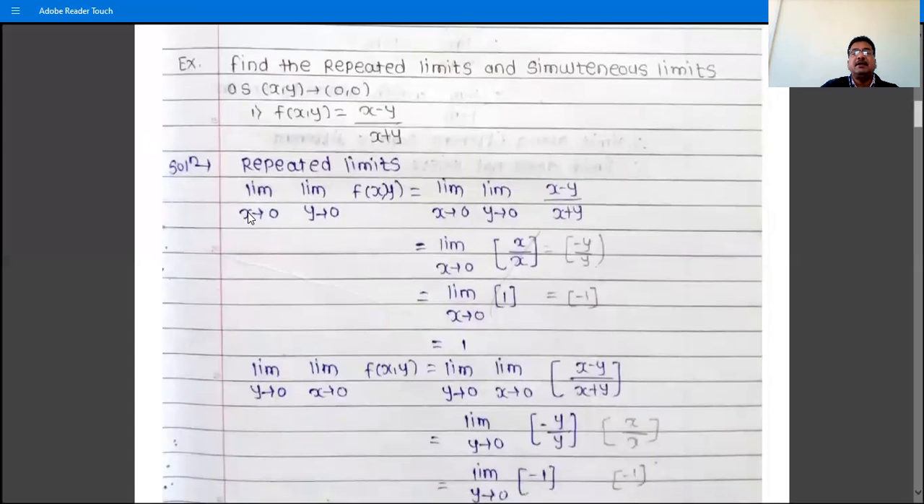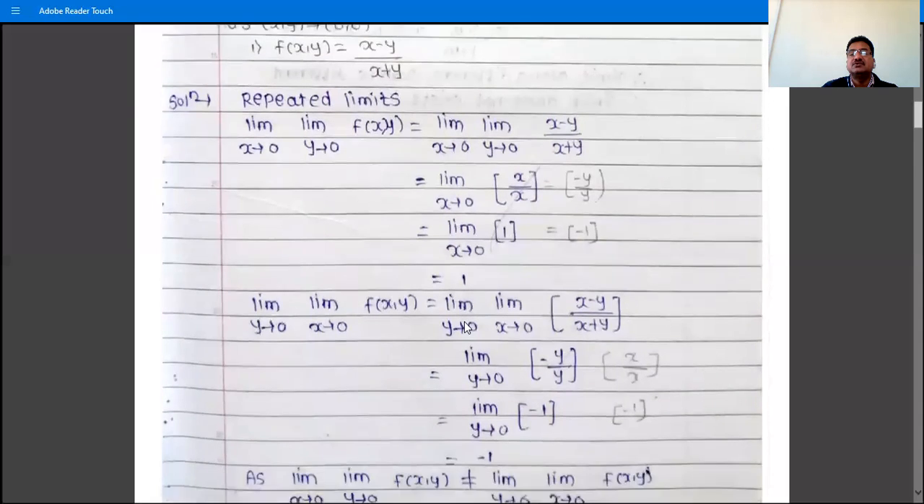First, the repeated limit: limit x tends to 0, limit y tends to 0, of f(x,y), where f(x,y) is (x minus y) divided by (x plus y). So first find the limit as y tends to 0. Substitute y, so we have x by x, and that is 1, and the limit of 1 is 1. So only write x by x, that is 1, and the limit of 1 as x tends to 0 is 1.